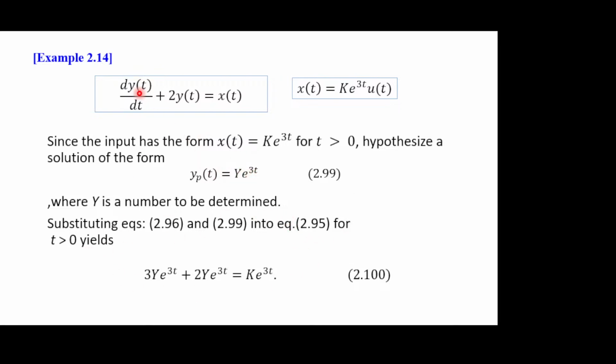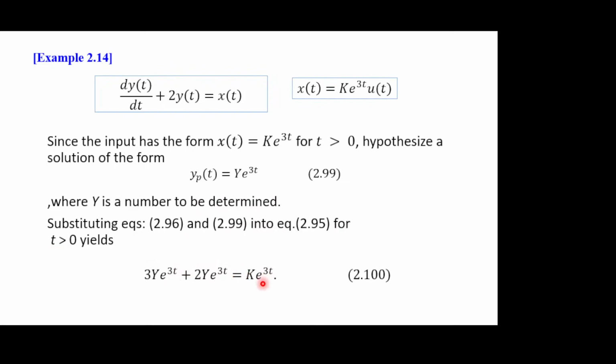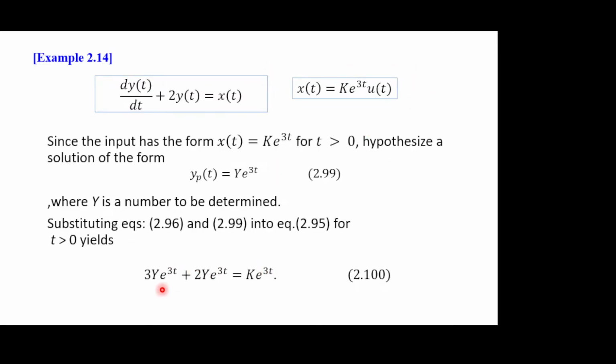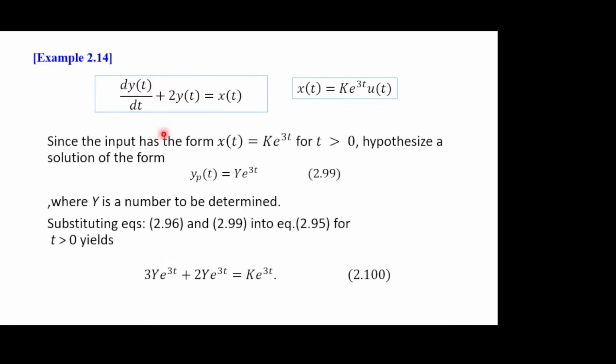So y e to the 3t, and dy dt gives you a 3 here. Then you have 2y, and then x of t equal to k e to the 3t. Now we see this works out quite nicely because everything has this e to the 3t, and e to the 3t is non-zero, so we can just cancel it. We are left with a relation for a bunch of constants: 3y plus 2y equals k. That just means y equals k over 5. So for t bigger than 0, we find a particular solution y of t equals k over 5 e to the 3t. That was nice. We guessed the solution and the guess is correct.